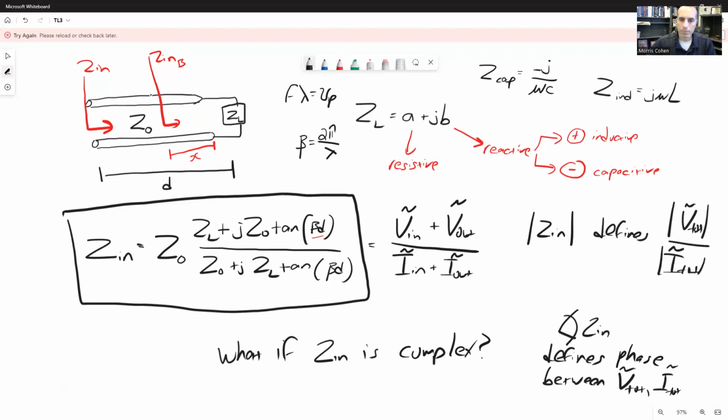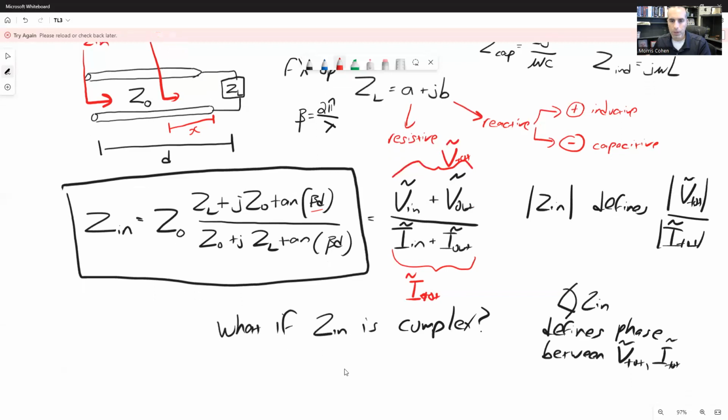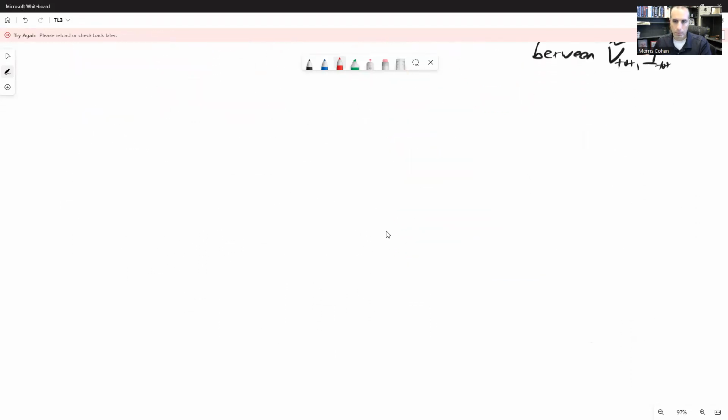All right, and just to make this clear, the I in plus I out is what I'm referring to when I say total current, and the V in plus V out is what I'm referring to when I say total voltage, right there. All right. So let's consider this for a couple of different scenarios. All right, so we have covered the case where we just have a pure resistor, where we have a transmission line terminating in a resistor.